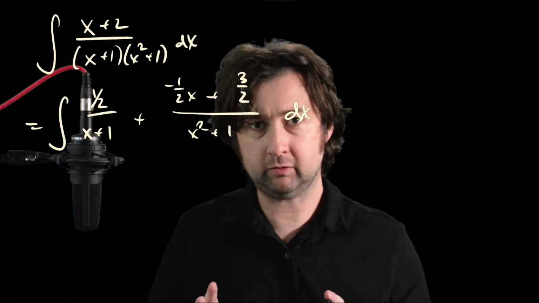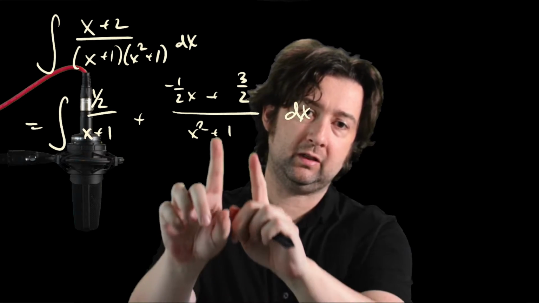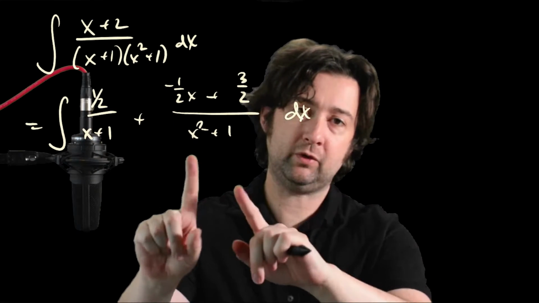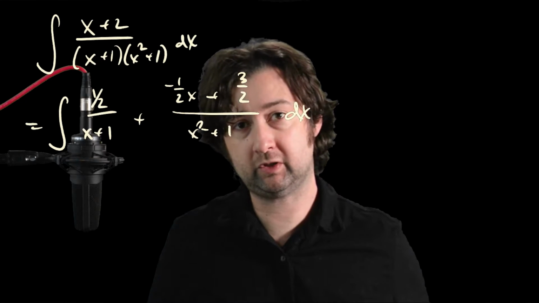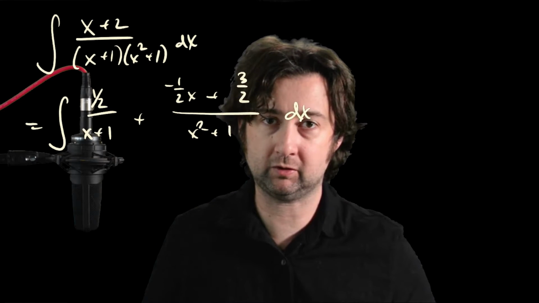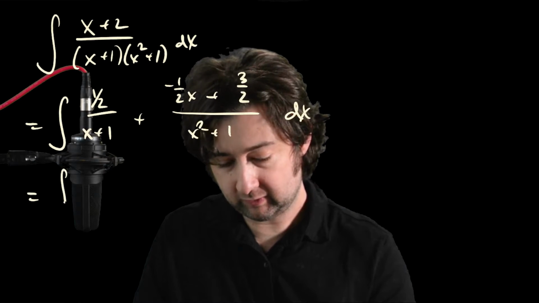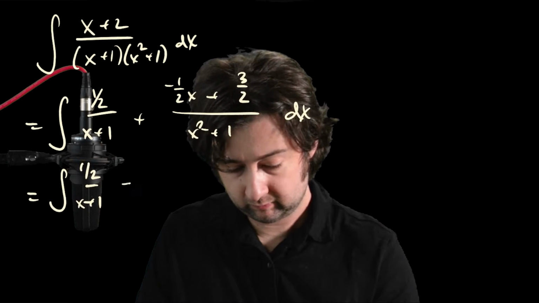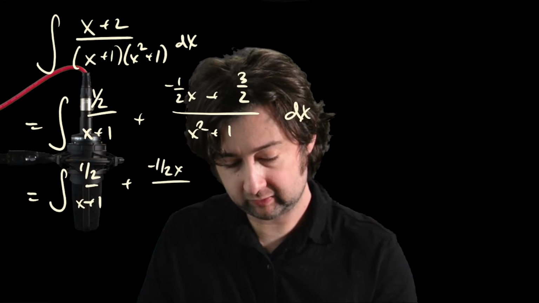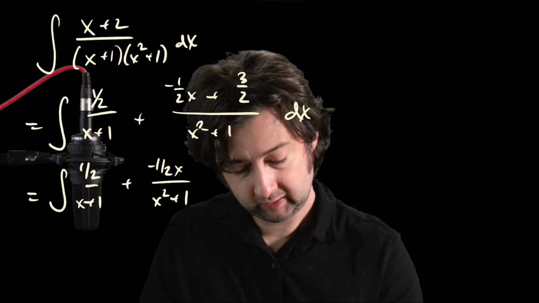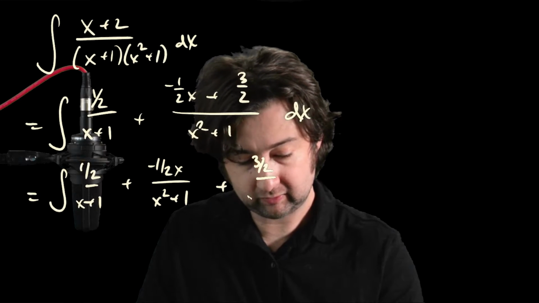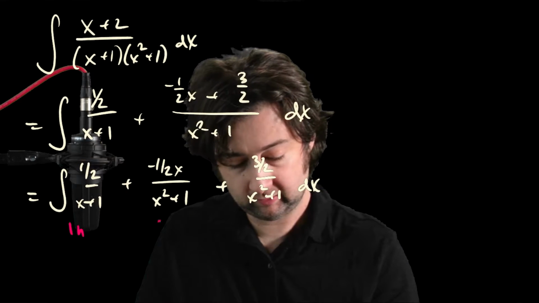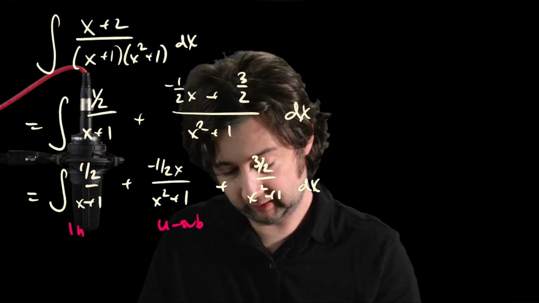I've got one more step to do, which is when I've got these quadratic denominators, typically what will happen with the lines is we'll have to split this up into 2 functions, one of which will be a u substitution, and the other one of which is going to be some kind of inverse trig substitution. In this case, we get the integral of 1/2 over x plus 1 plus negative 1/2 x over x squared plus 1 plus 3/2 over x squared plus 1 dx. This is a log, this is a u sub, and this is an arctangent.